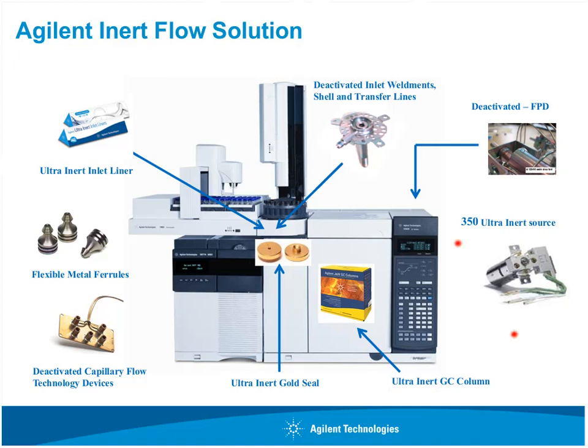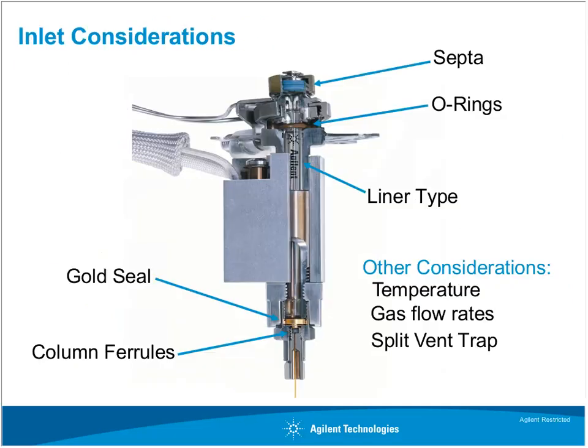And then from a detector side, we now have a deactivated FPD, and then our sources. Not only are they inert, but they also can go to higher temperatures, which will help with potentially peak shapes. Again, a lot of this stuff is just application specific. Not everybody's going to need or benefit from all these different components.